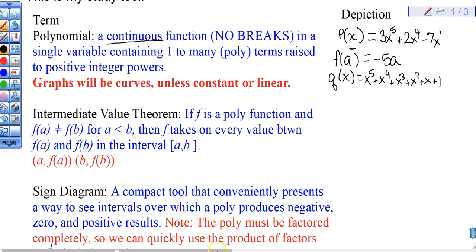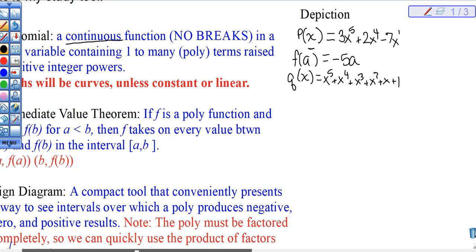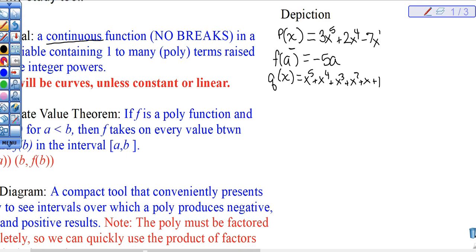So those are polynomials. Let's talk a little bit about what is not a polynomial, just so that we can really clear this up. Not a polynomial. Okay, so if you see this, f of x is equal to 1 over x. Why isn't that a polynomial? It has a break in it. You know it has a break in it.